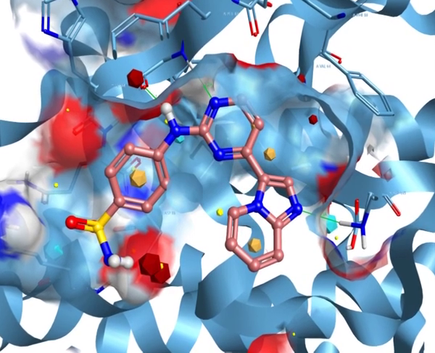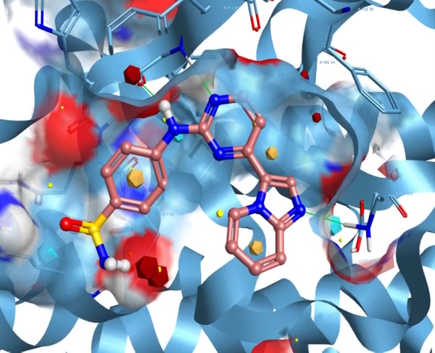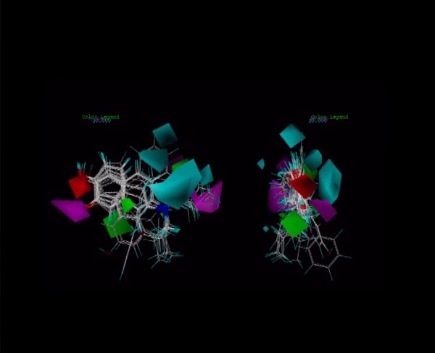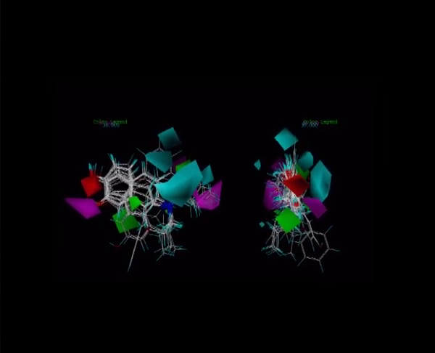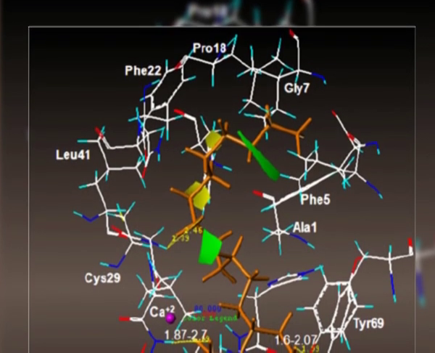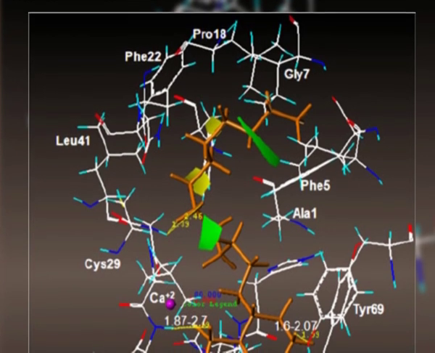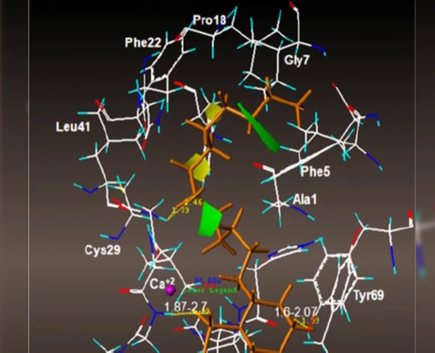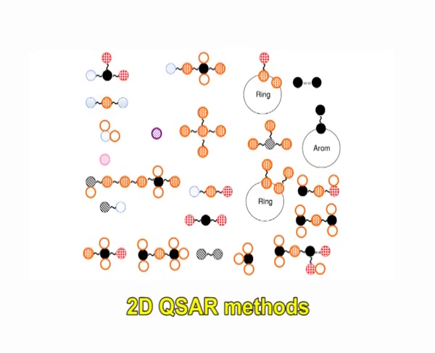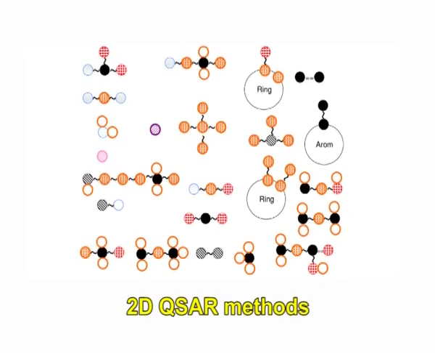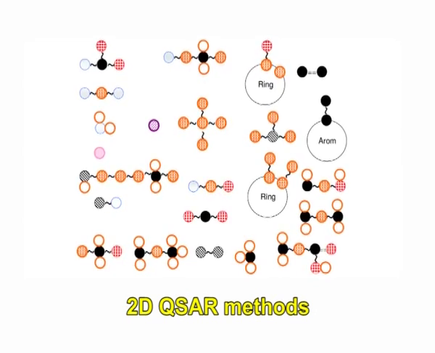3D QSAR has been successfully applied to many diverse classes of chemical compounds. Different QSAR techniques have their own strengths and limitations. 3D QSAR methods generally result in colored maps of steric and electrostatic fields, which can be easily interpreted in terms of specific interactions important for the ligand binding to the receptor. On the other hand, 2D QSAR methods require no conformational search and structural alignment. Thus, in 2D QSAR, interpretation of the resulting models in familiar chemical terms is frequently difficult, if not impossible.